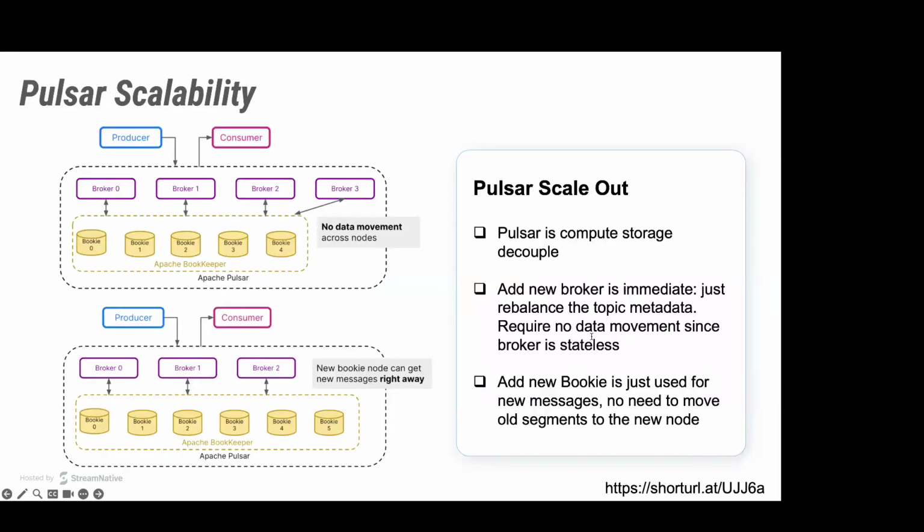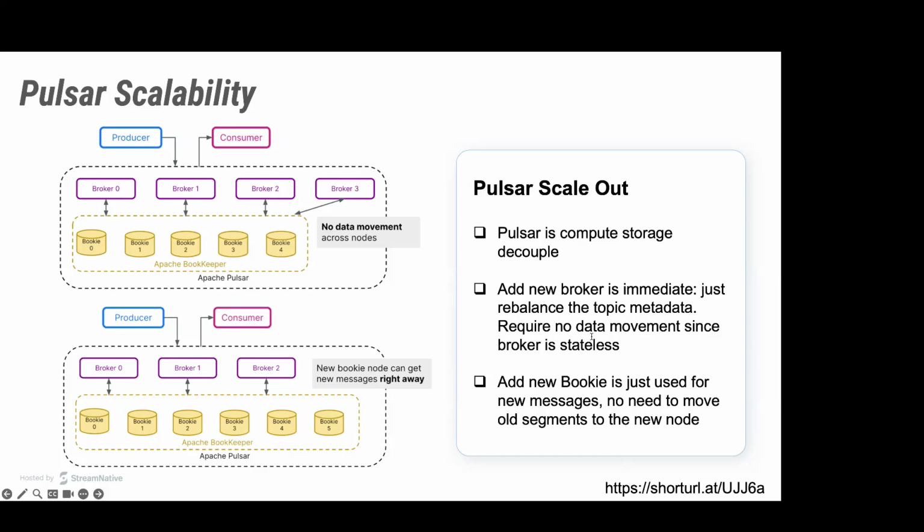Let's enter the world of Apache Pulsar. Pulsar's architecture splits the compute and storage. Broker is stateless. You can scale out in seconds. No data movement. Just rebalance your metadata. And the storage nodes in the bucket only handle the new data. Old segments stay put. No need to move the old segments to the new nodes.